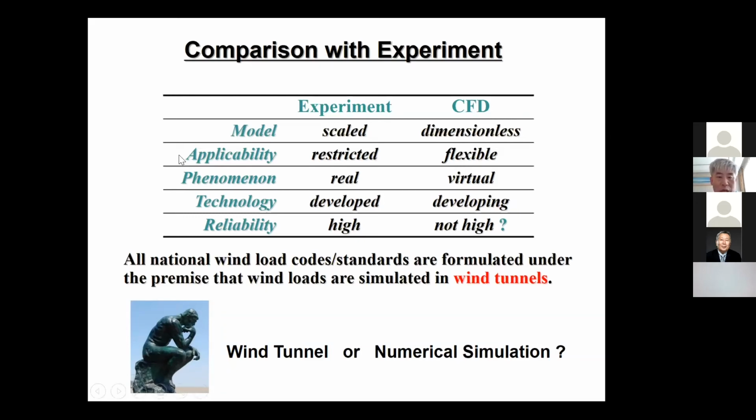And for applicability, the experiment is very restricted. In a wind tunnel, you cannot assume a very high wind velocity, but for CFD it's flexible. You can assume conditions that are very difficult to model in the wind tunnel test. But the problem is that the experiment shows a real phenomenon. We can see it with our eyes. But for CFD, it's a virtual one. So the problem is here.